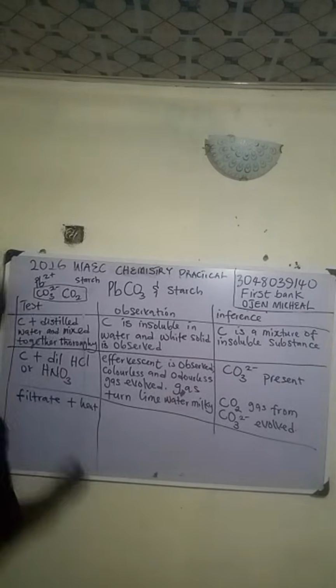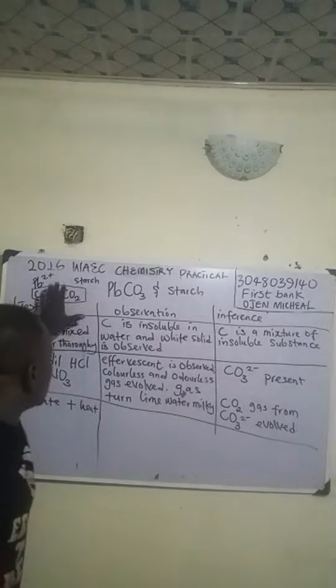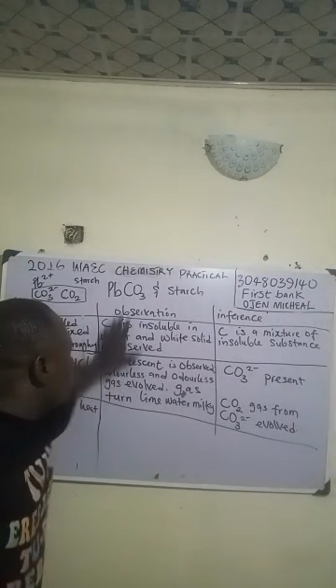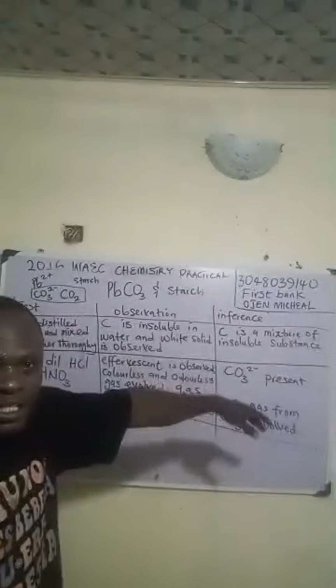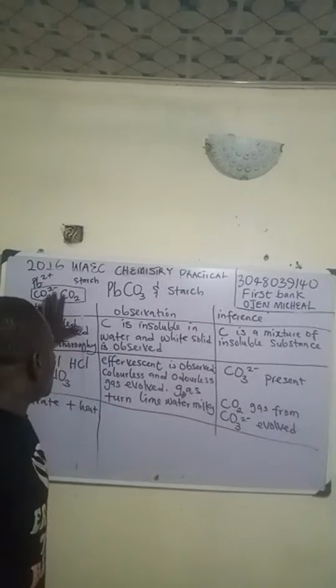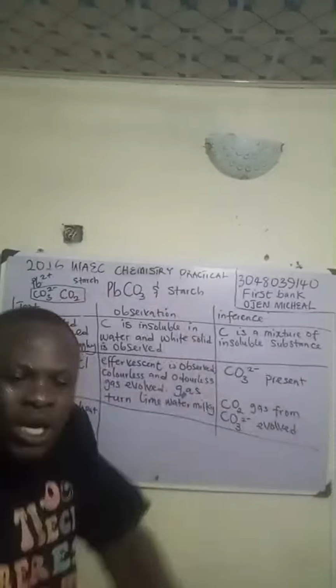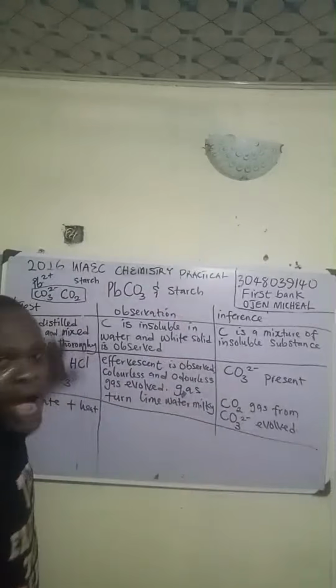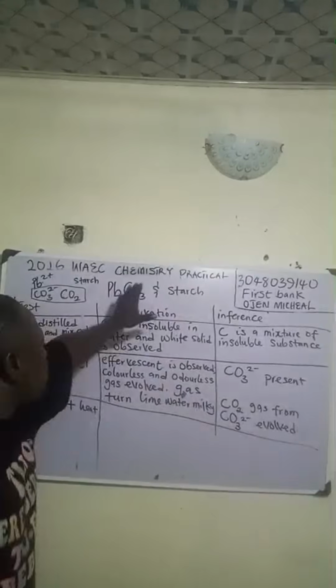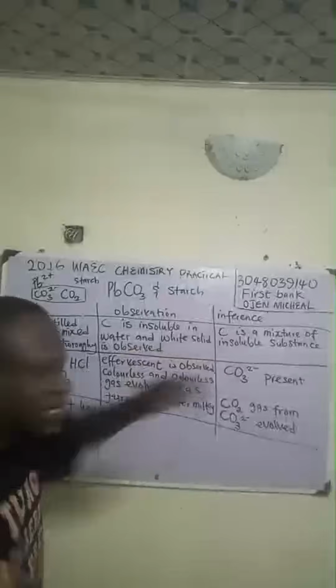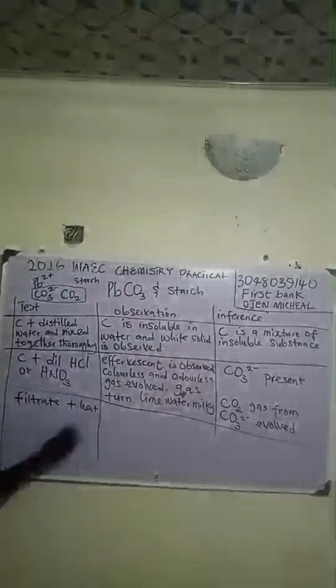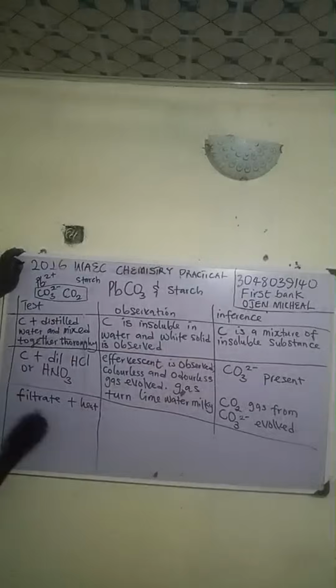Listen, WAEC will always give you this test. Your own portion is this observation and inference. They will always give you this one. This instruction is always there, so they will always tell you do this one and this one. You don't have any business with this one much. Your business is with observation and inference. Do you understand? So it says filtrate plus heat, then cold.